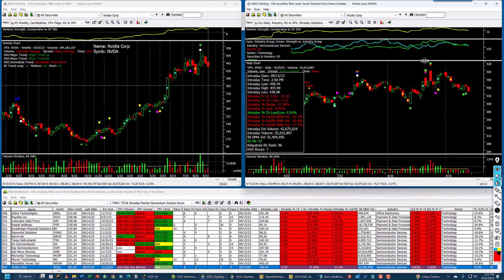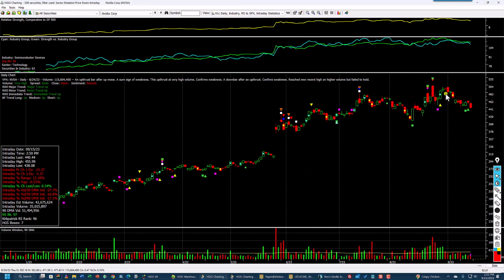You should be paying attention to these VPA flags if you're using the software. Right here, and let's make this full screen. An upthrust bar after an up move, a sure sign of weakness. This upthrust is at very high volume, which confirms a weakness. And there's another VPA flag. A down bar after an upthrust confirms weakness. Reached new recent higher and higher volume, but failed to hold. So there are several VPA signals here.